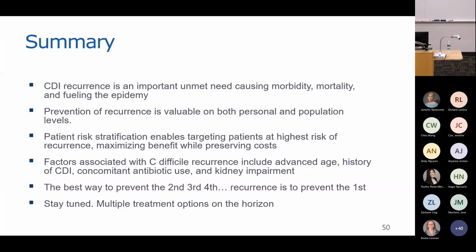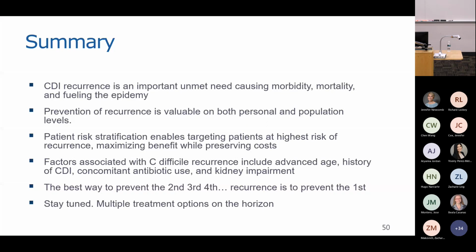Yeah, well, so the question was, can you define recurrent C. diff? I don't know what stands behind the question, but maybe what stands behind the question is, can you separate relapsing C. diff from recurrent C. diff, or reinfection from a previous infection?